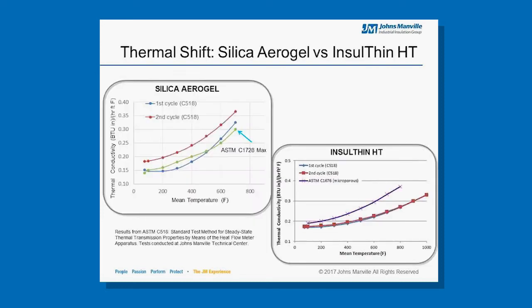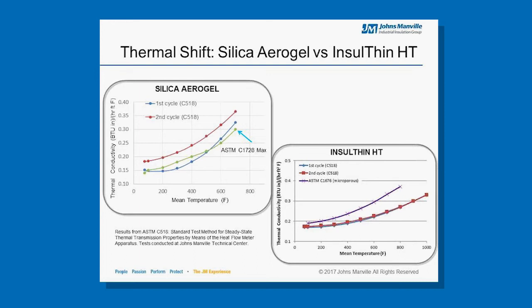This is what, in a chart, the thermal shift looks like. We'll start in the lower right-hand corner with InsulThin HT. As you can see, the blue line and the red line are on top of each other. The first cycle is cycled up, the second cycle is cycled up, the performance is consistent, and it's consistently below the ASTM C1676 Microporous product standard requirements.